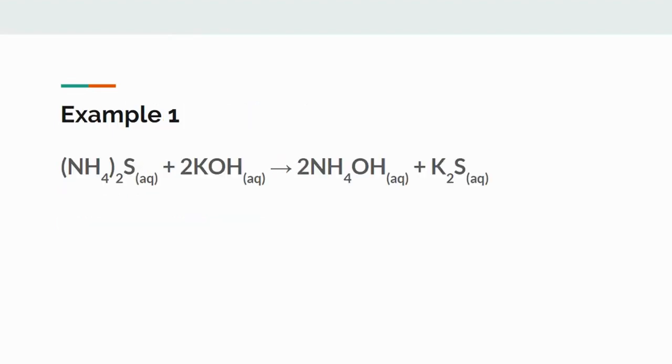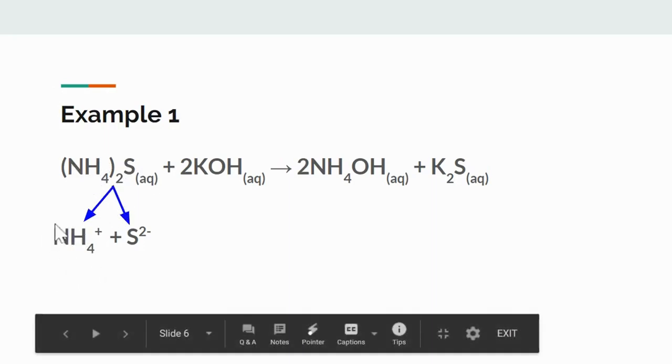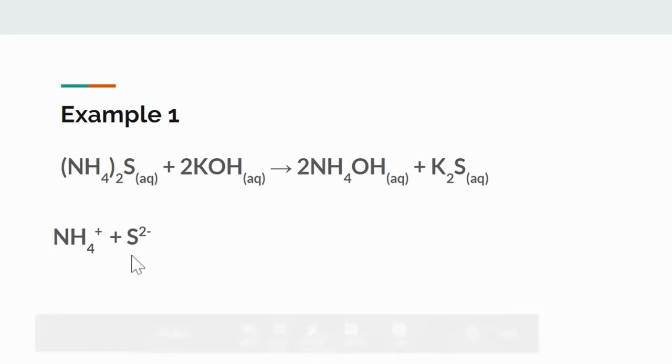So here's an example. Going back to that molecular equation, that ammonium sulfide plus 2 moles of potassium hydroxide produces 2 moles of ammonium hydroxide and potassium sulfide. So that ammonium sulfide, this guy, is shown as being aqueous. And so what that means is we're going to write it as its ions. So this is made up of an ammonium ion, which is NH4 plus, and a sulfide ion, which is S2 minus. So we break that down into its individual ions.